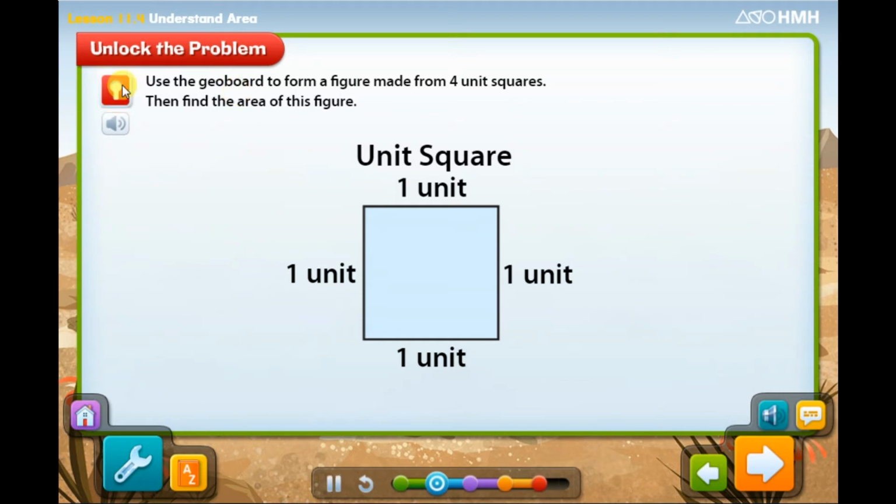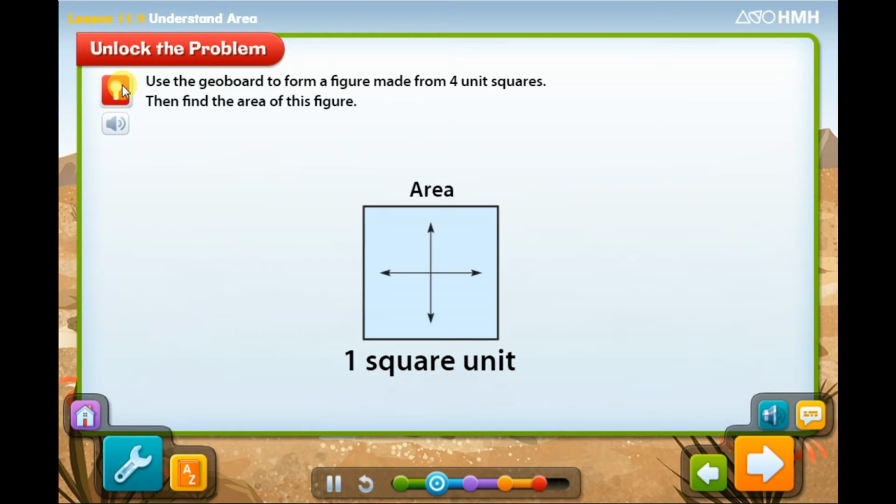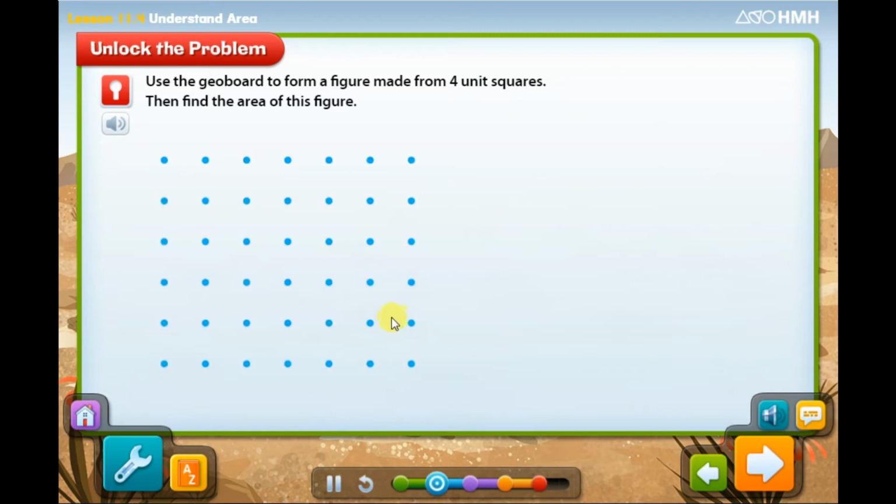Area is the measure of the number of unit squares needed to cover a flat surface. A unit square is a square with a side length of 1 unit. A unit square has an area of 1 square unit. You can count the number of unit squares inside a figure to find its area in square units. Let's form a figure made from 4 unit squares. Start by showing 1 unit square on the geoboard.